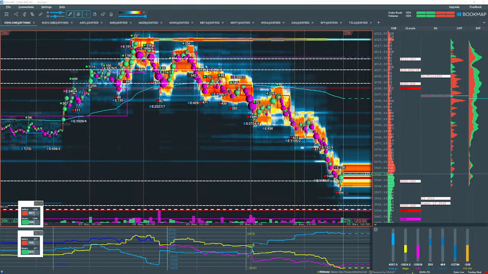And up here at 4020, that's showing all the sell orders in there, and that proved to be resistance today. Traders traded up to that level, not quite to that level, and then started to move lower.